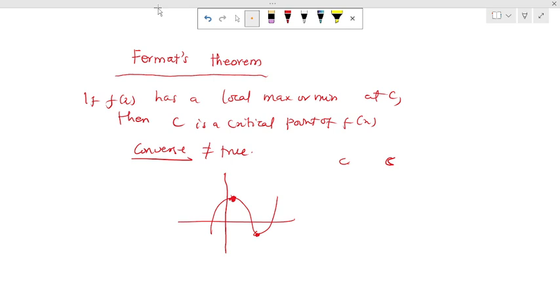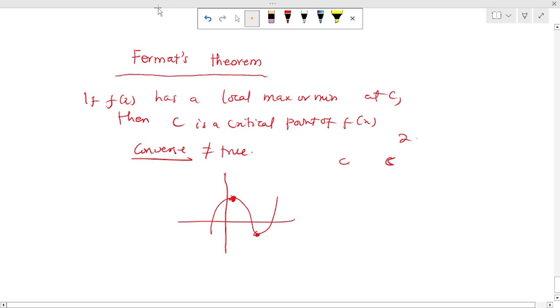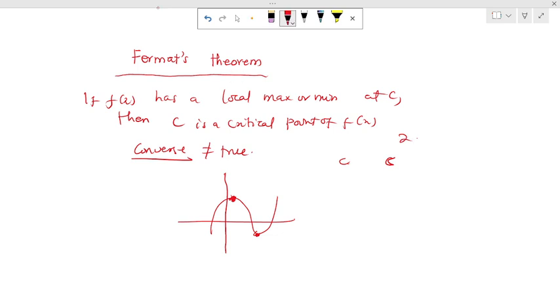So once I tell you that the minimum value of the function is 2, obviously you should know that 2 is a critical point. And that is how we apply Fermat's theorem in several applications. Once you hear that this is the maximum, you know that that maximum is a critical point.